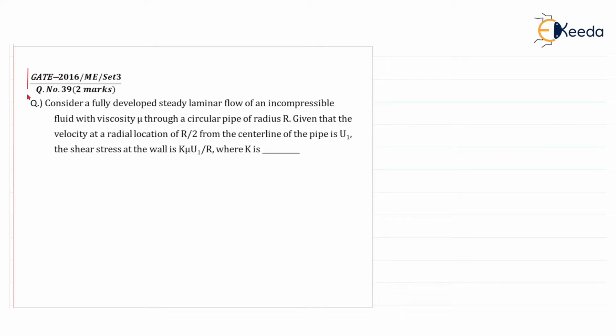As per the given question in GATE 2016 Mechanical Engineering Set 3, question number 39 for 2 marks. Consider a fully developed steady laminar flow of an incompressible fluid with viscosity mu through a circular pipe of radius capital R, given that the velocity at a radial location of r by 2 from the center line of the pipe is u1. The shear stress at the wall is K mu u1 by R, where K is. So we have to find the value of K.